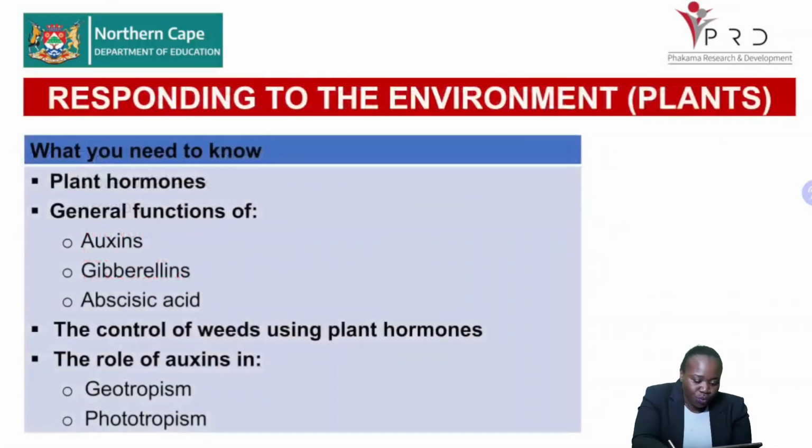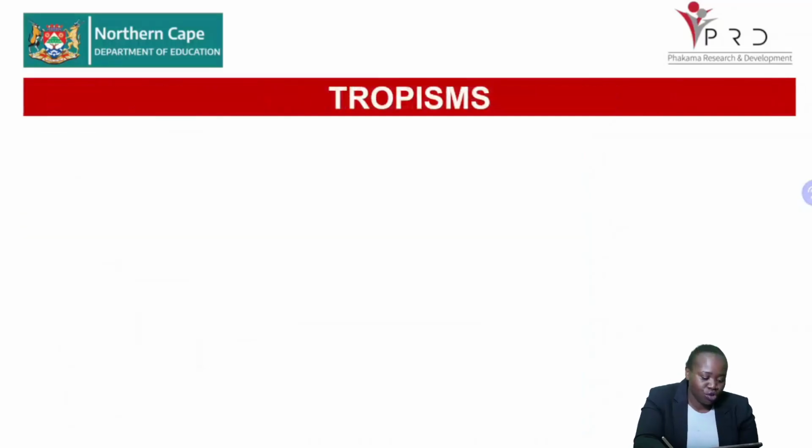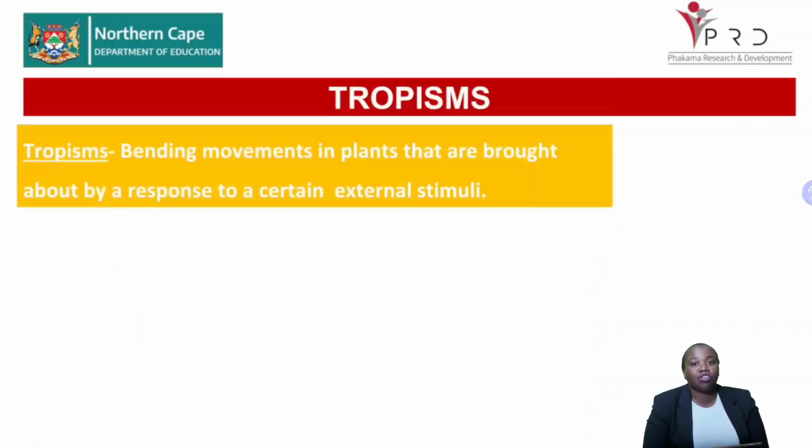Okay, moving on to responding to the environment in plants. Here we are going to look at the auxins, gibberellins, abscisic acid as our hormones, and then we are also going to look at the control of weeds using plant hormones, and lastly, the role of auxins in geotropism and phototropism. Now let's just quickly have a look at tropism.